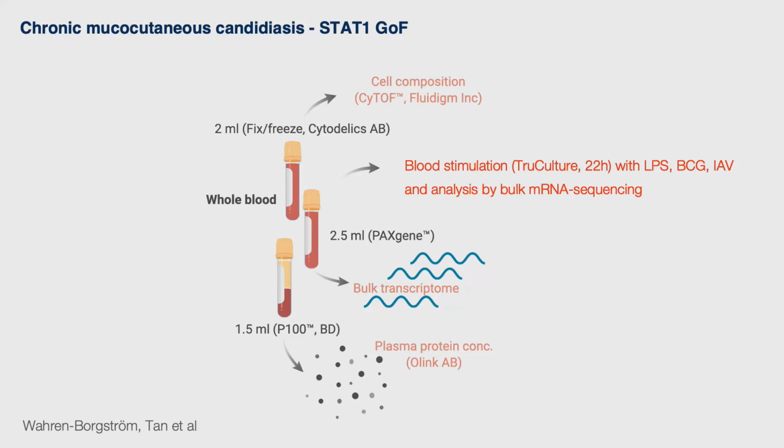And what we've measured at each time point is a global assessment of cell composition using mass cytometry, CyTOF. We've stimulated whole blood directly at blood collection with prototypical antigens such as LPS, BCG, and IAV, flu. And then we've analyzed transcriptional responses by bulk mRNA sequencing. We've also analyzed plasma proteins and collected bulk transcriptomic data without stimulation.